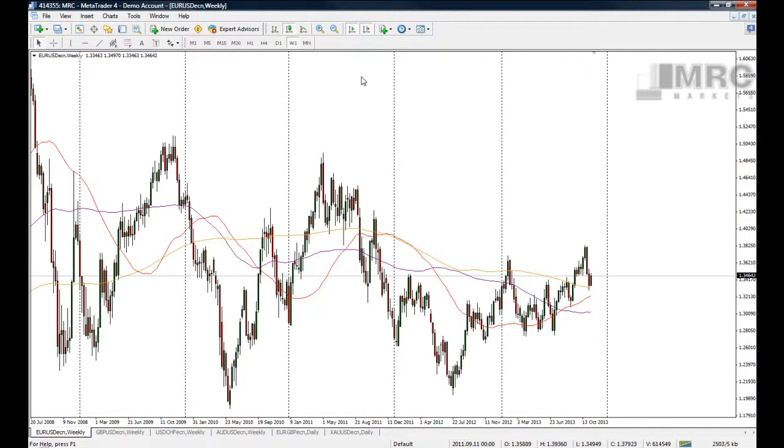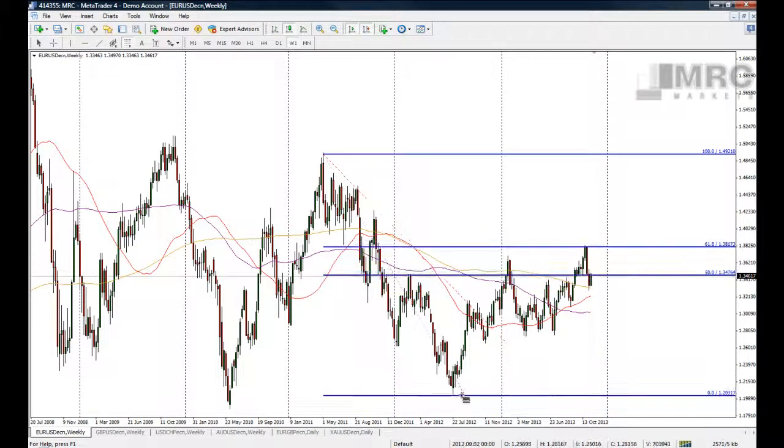Okay, let's have a look at the euro dollar. So this is the weekly chart. It's always good to keep some perspective in mind when understanding some of the moves that are going on intraday. It's also good to pick a bias as well, in my opinion, if you're day trading.